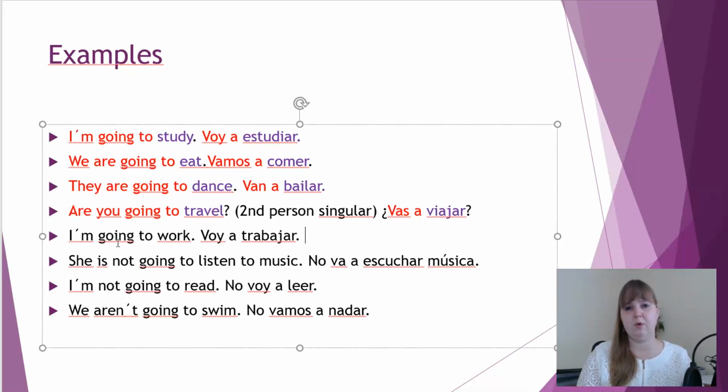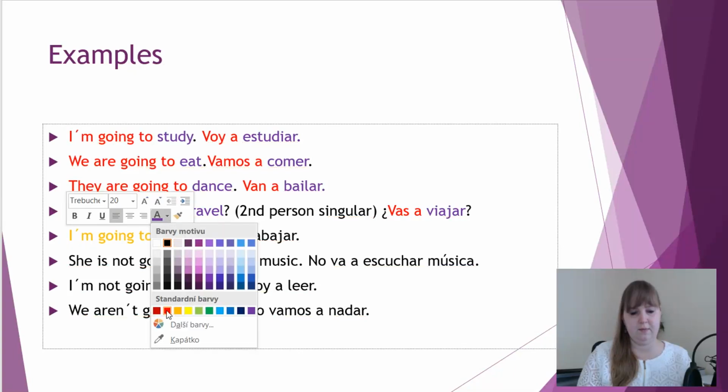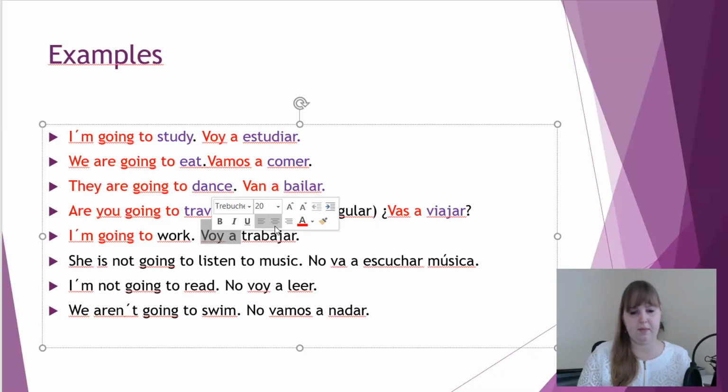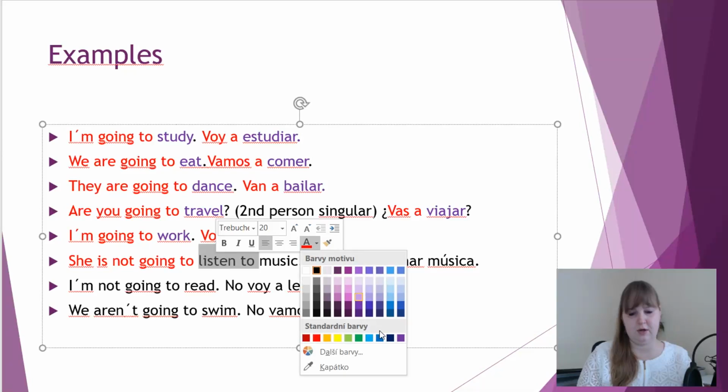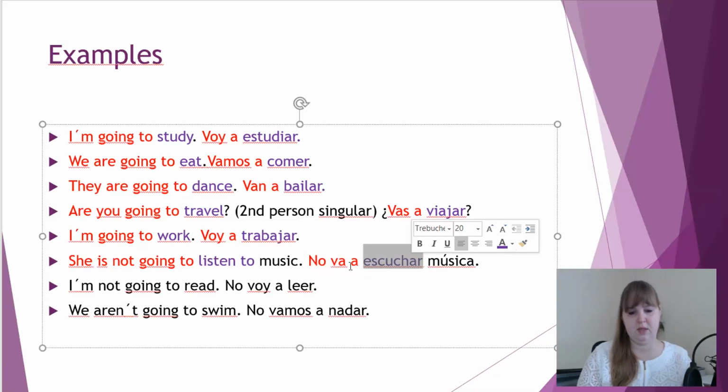Then the next sentence, I am going to work. I am going to means voy a, and the verb work means trabajar. Then the sentence, she's not going to listen to music. She is not going to means no va a. Listen to means escuchar. And music is música in Spanish.